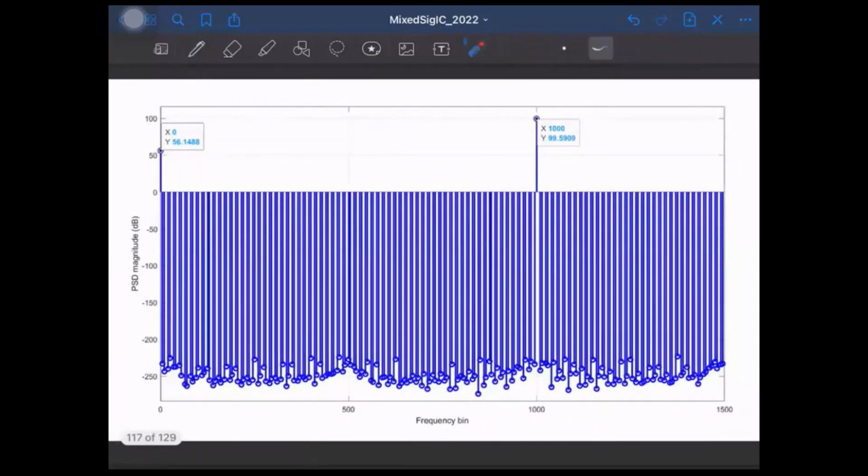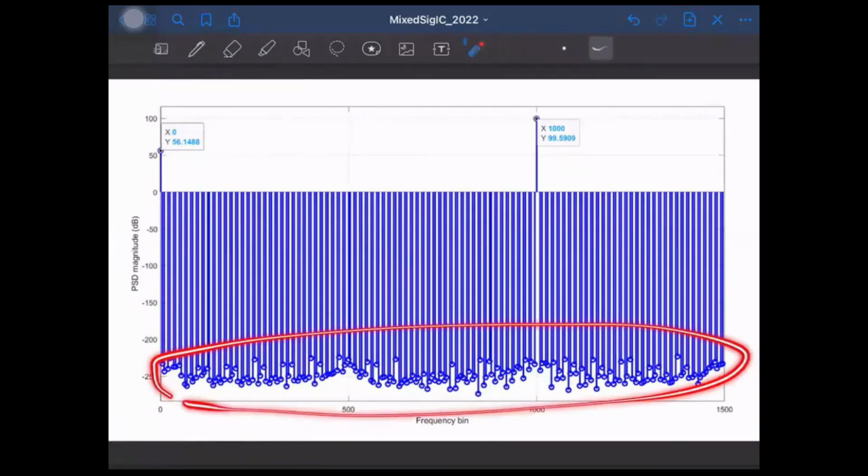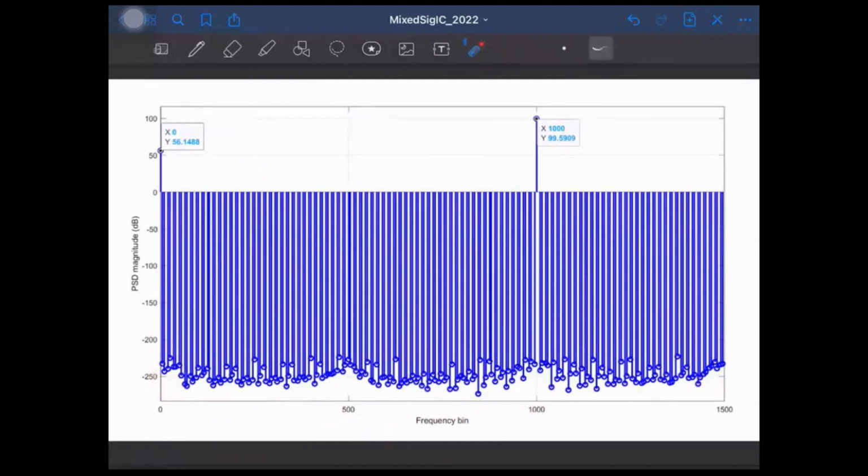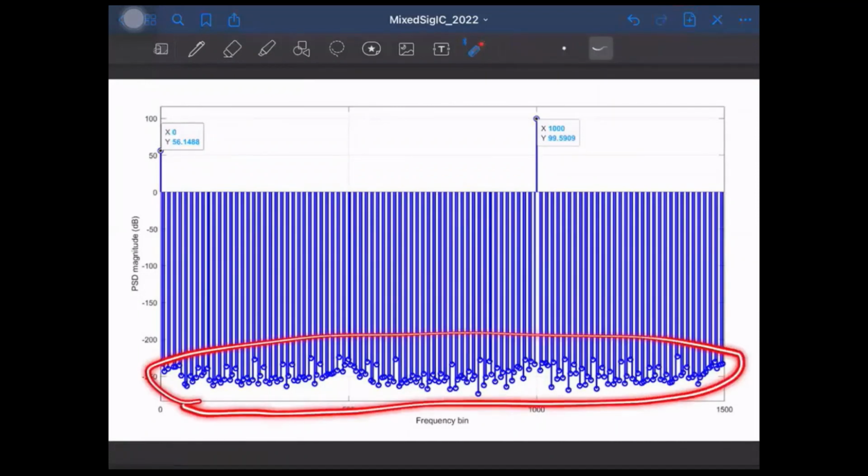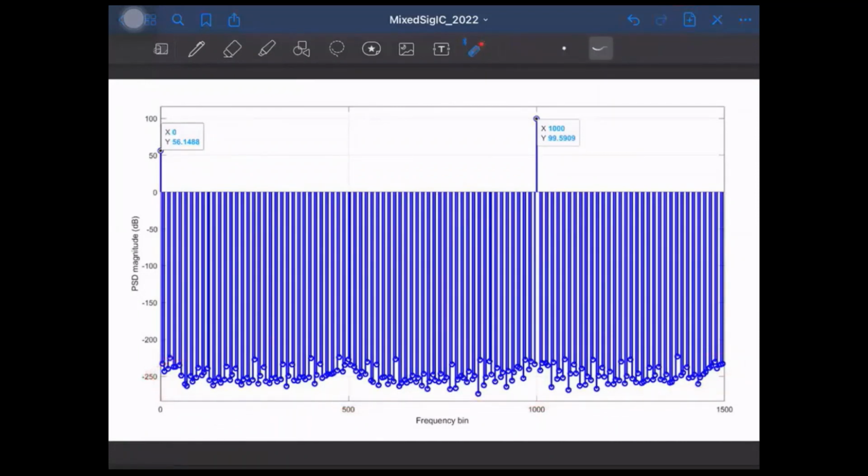This is the plot we get. Okay. So all these bins here, they are at around minus 250 dB or so. That is essentially 0, right? That's just MATLAB way of representing 0. This is log 0. This ideally should be minus infinity. But this is like minus 250 dB. That's 0. Okay. And we clearly see that we have only 2 bins, right?